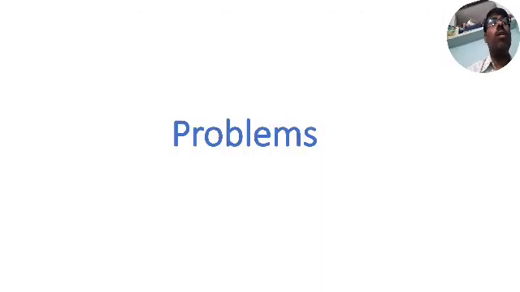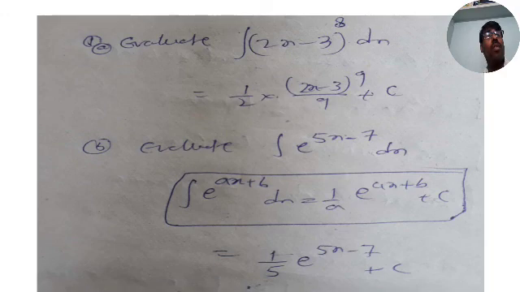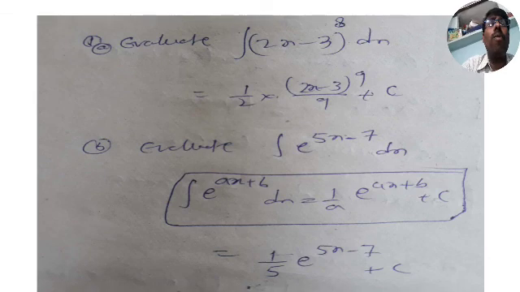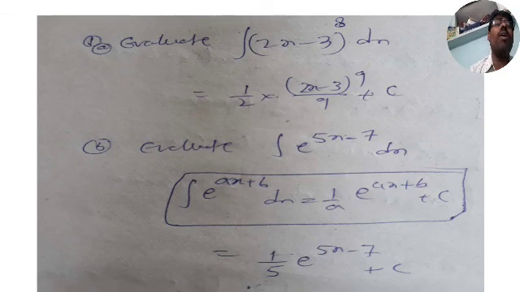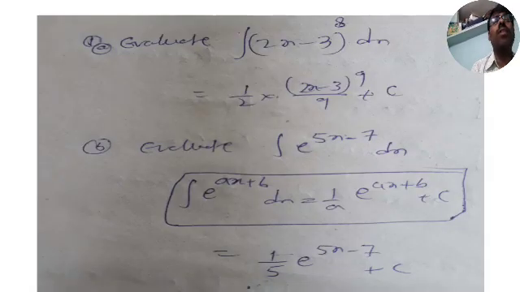Okay, now coming to the problems. Evaluate integration of (2x minus 3) whole power of 8 into dx. Now you see the form. I gave question number 1. These are problems you can do within one step. By observing the previous slide, cos x integration is sin x, cos ax integration is 1 by a into sin ax. Sec square x integration is tan x, and sec square of (ax + b) integration is 1 by a tan (ax + b). That's it. Very easy.